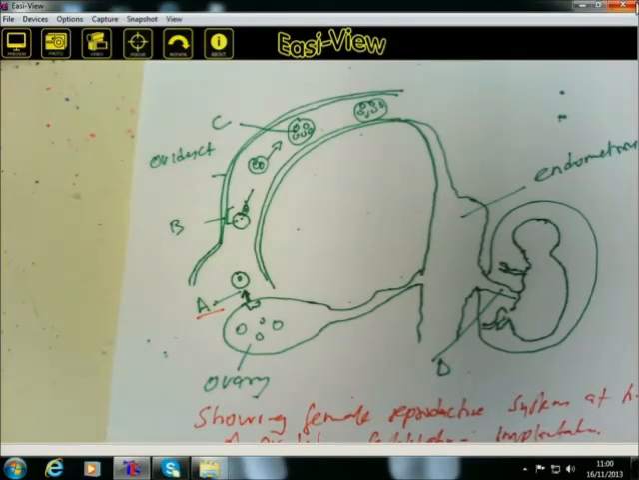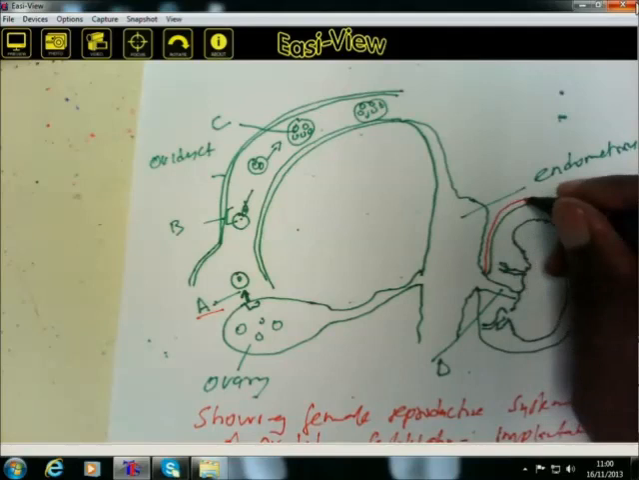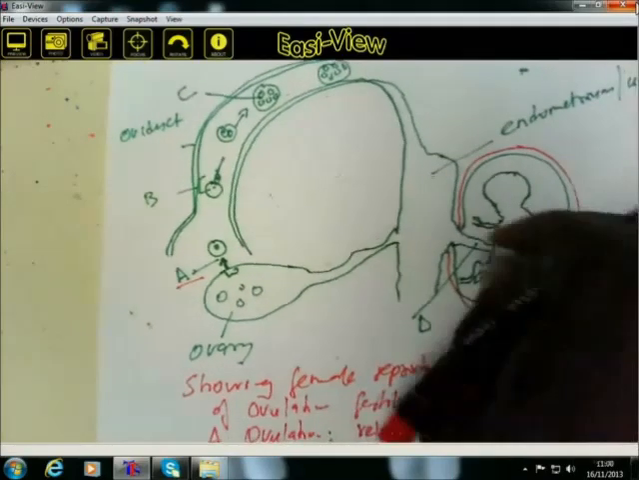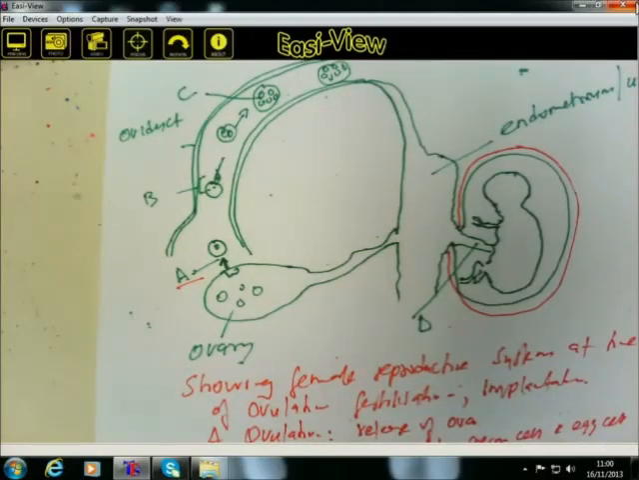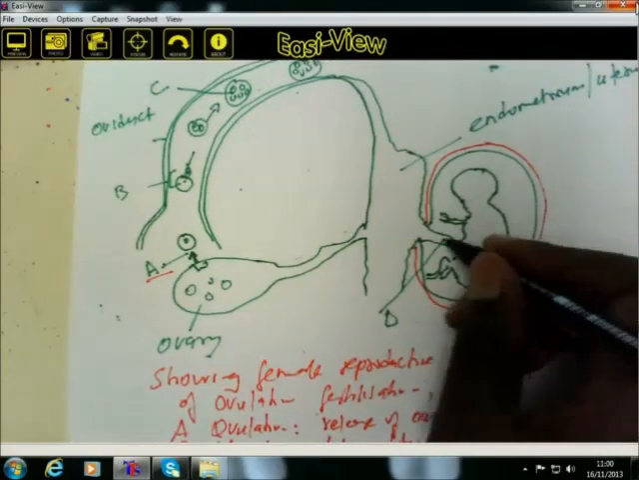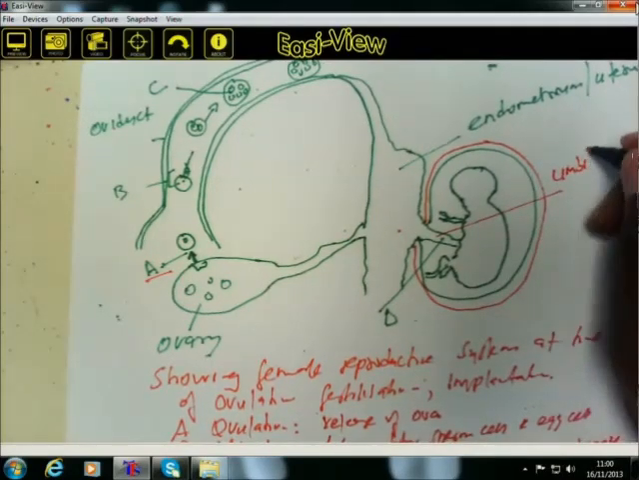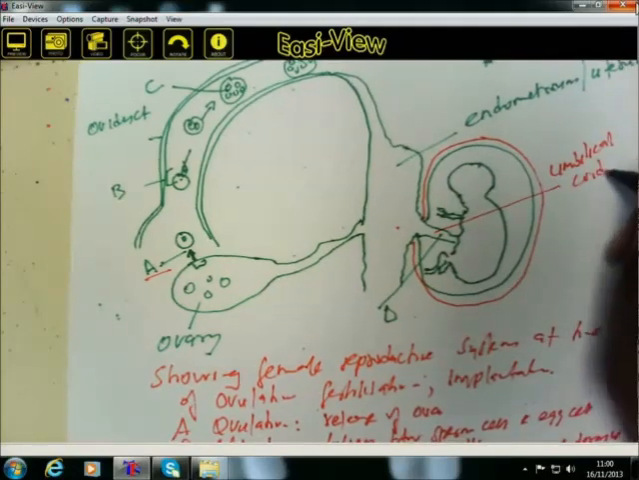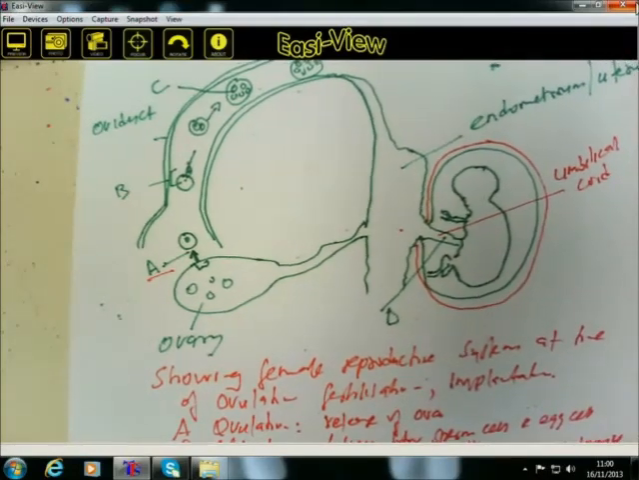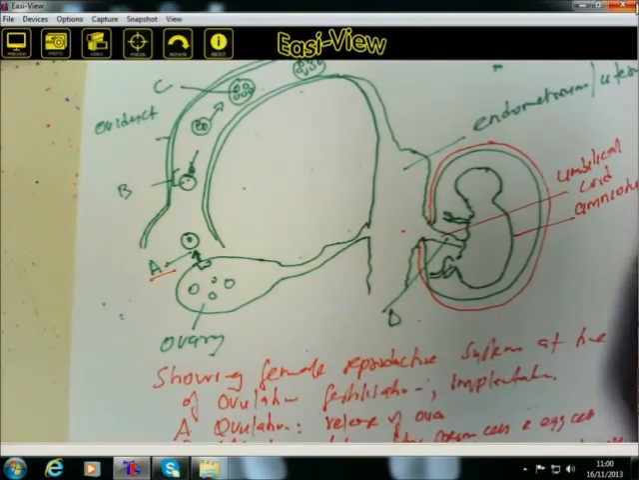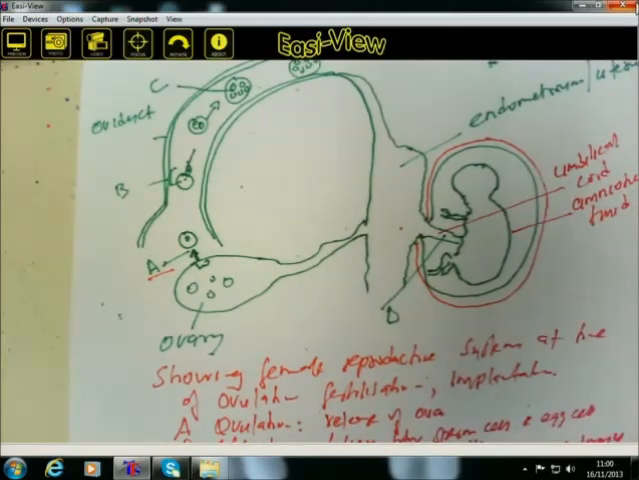Now let us look at this structure here. This is the uterus, the pregnant uterus. If you look at the pregnant uterus, the fetus is attached by this part which is called the umbilical cord. Now, in here there is also the fluid called the amniotic fluid around the fetus. You need to know the function of the umbilical cord and the function of the amniotic fluid.